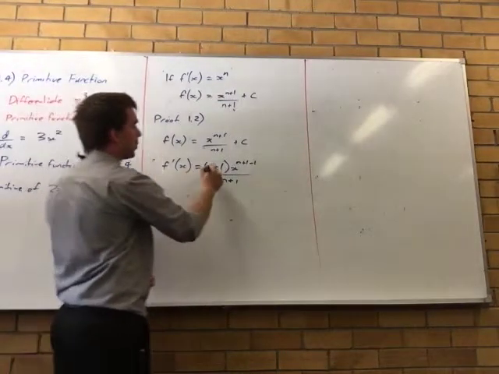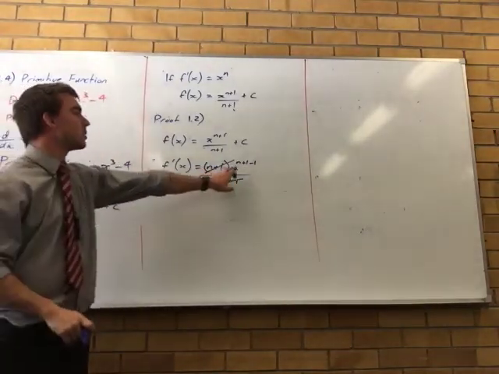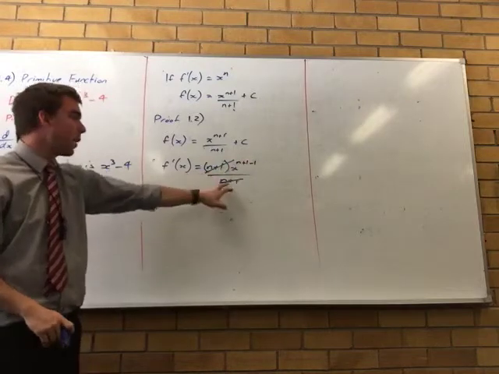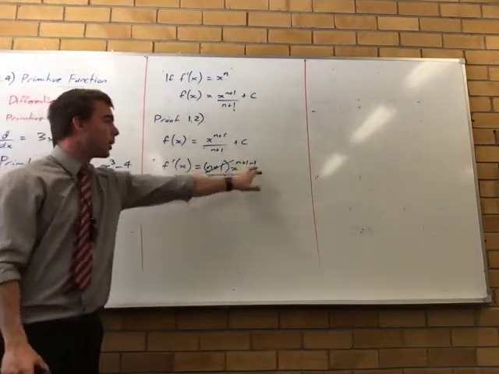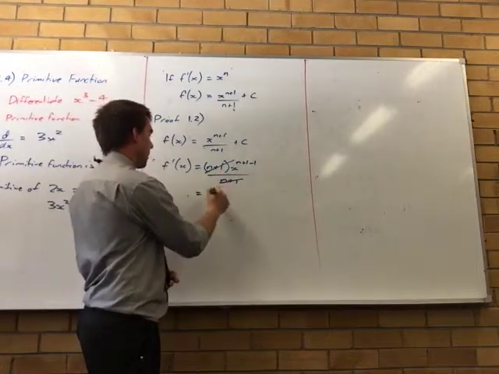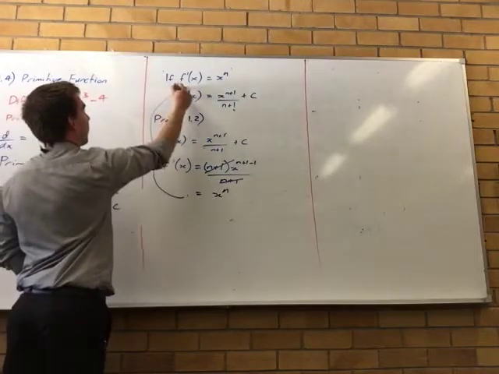Okay, so I can cancel out the n plus 1 here with the n plus 1 here, because this is the product of two terms on the top, and I'm cancelling it with the entire denominator. What is 1 take away 1? 0. So it'll be x to the power of n, which is that.